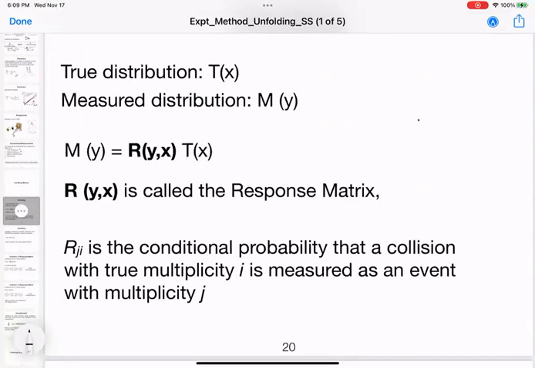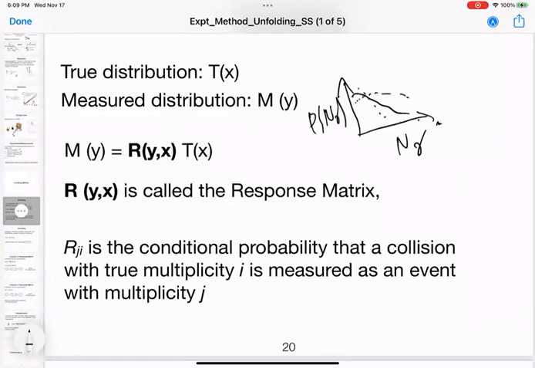For example, we have a true distribution. Say there is a pp collision and we have the distribution of photons in gamma, with P of gamma on the y-axis. This distribution looks somewhat like this. Now in an experiment, because of the experimental effects that I pointed out, your distribution may not be the exact true distribution. It can get smeared. It can go somewhat like this or somewhat like this.